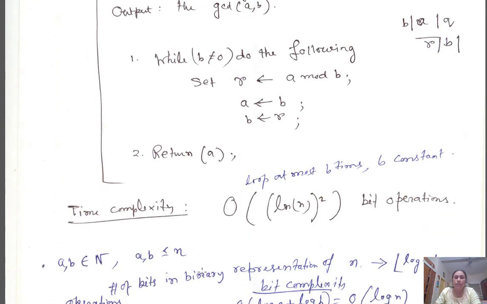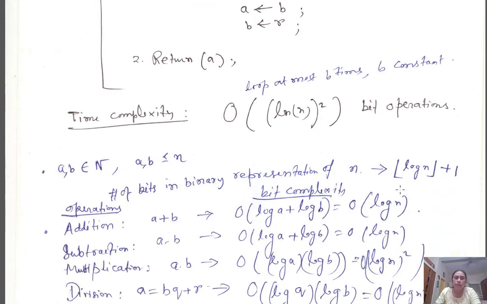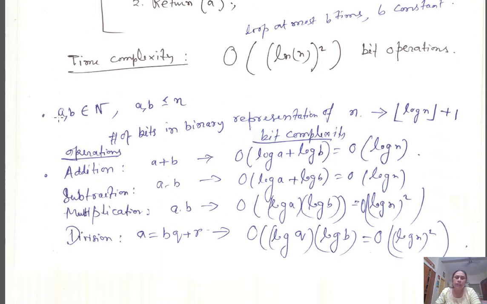Time complexity means how many times it will repeat. This is essentially log n square bit operations. If you have any two natural numbers A, B, suppose less or equal to n, then the size of n is log n plus 1. Addition requires log n bit operations, subtraction also log n, multiplication is log n square, division is log n square.